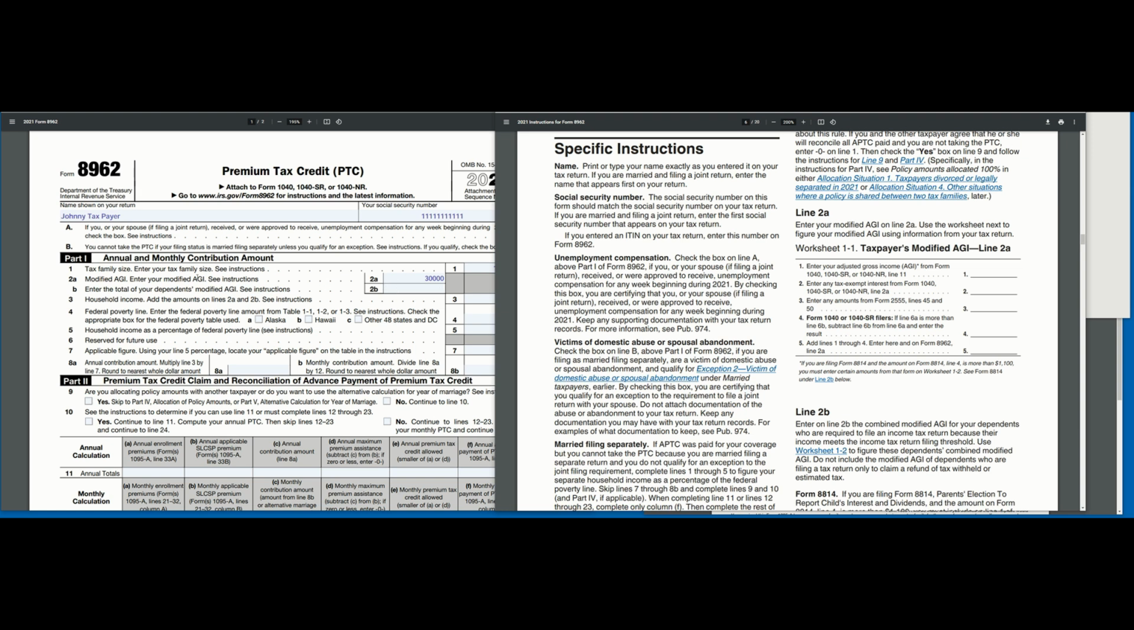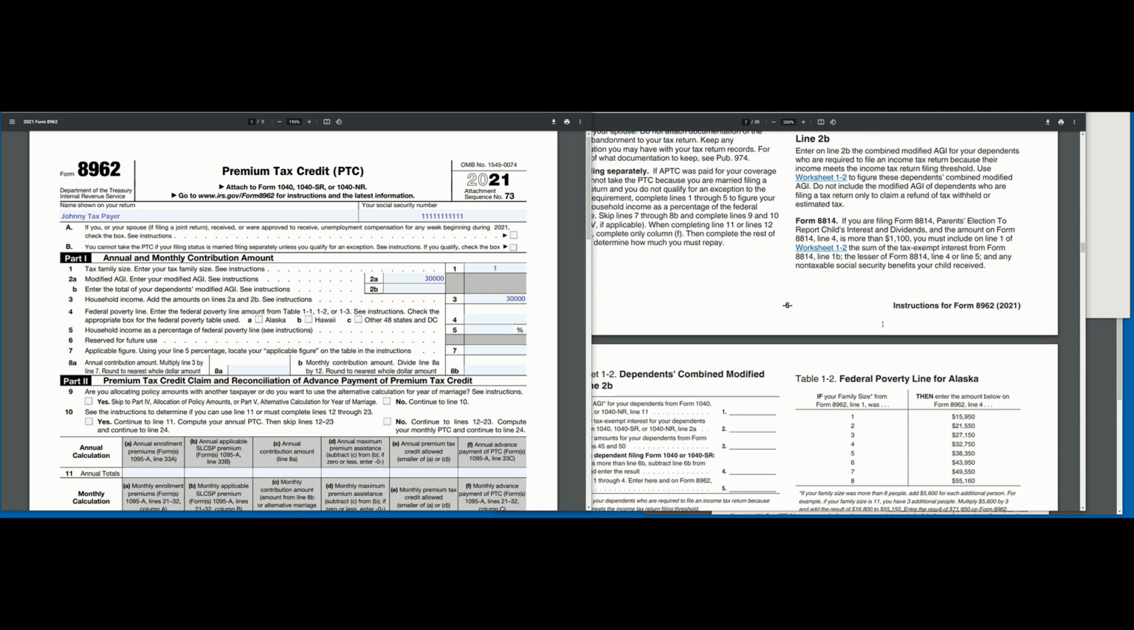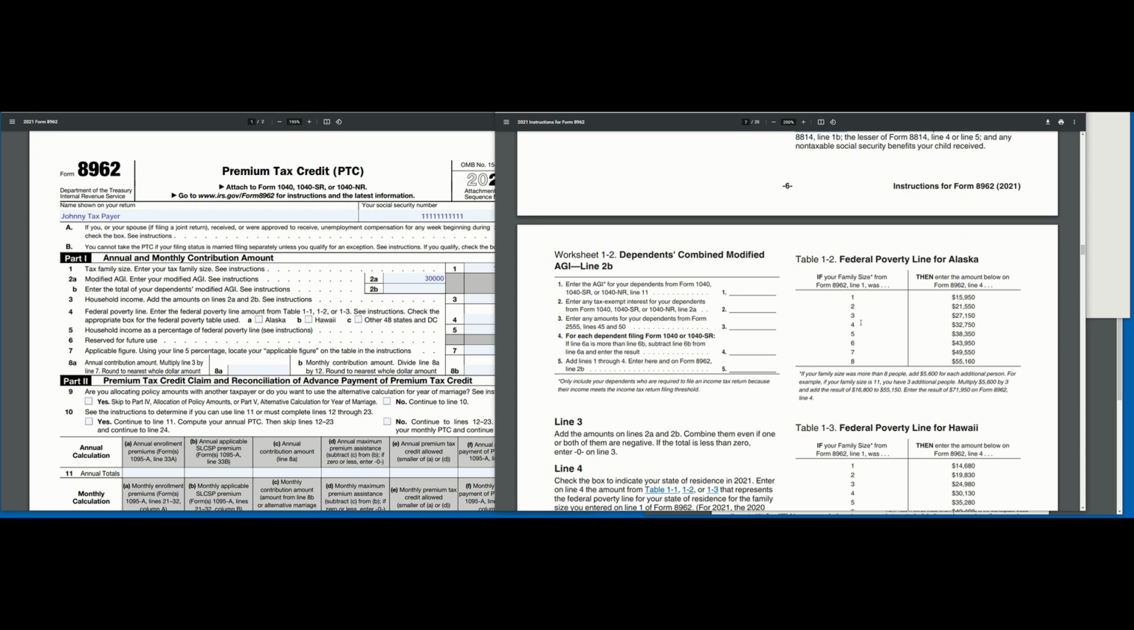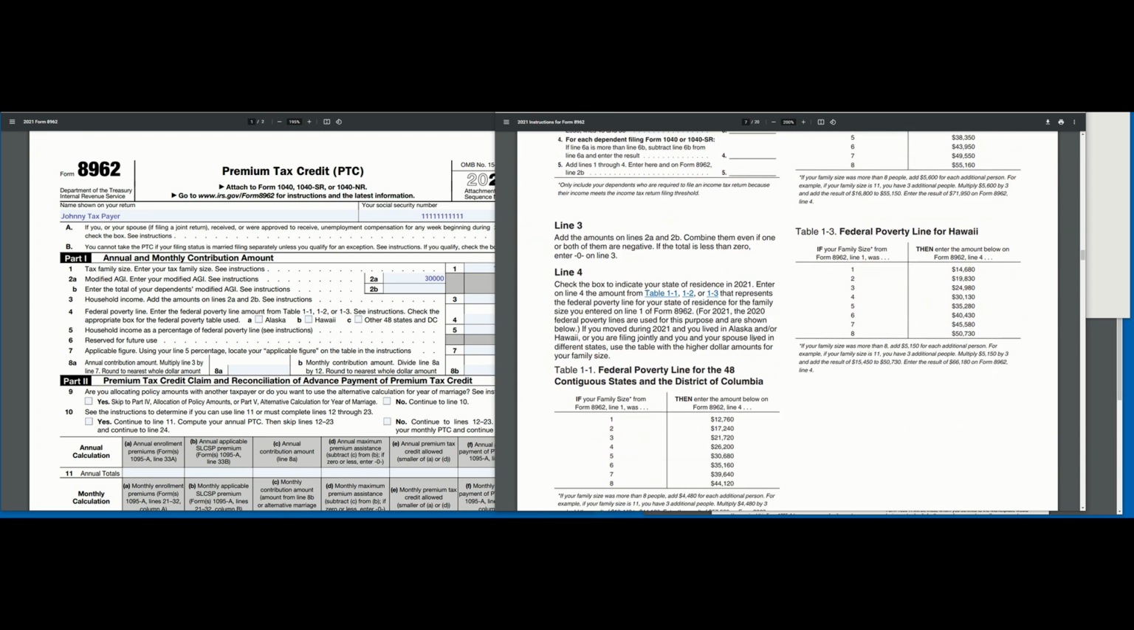Line 2B is enter the total of dependents' modified adjusted gross income. I don't have any dependents, so I'm going to leave this one blank. Line 3, household income. Add the amounts of 2A and 2B together. That puts me at $30,000.